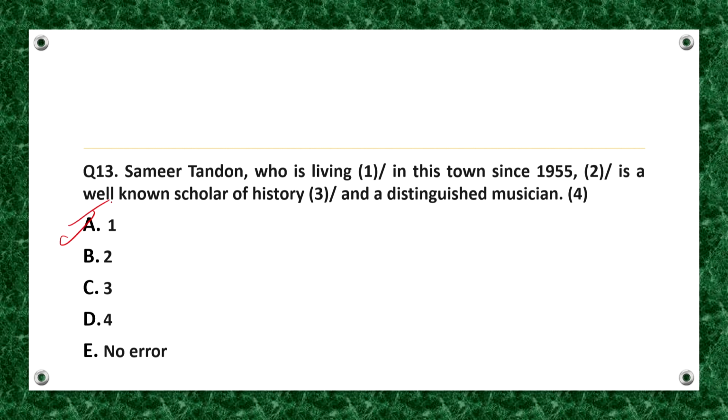That is, the error lies in part 1 of the sentence. Replace is living with has been living. Because as you can see, since is used in the given sentence, and as we all know, since and for can be used in perfect tense or perfect continuous tense only. We have discussed it in great detail in our previous lectures when we were doing tenses, remember? Hence, the correct sentence should be Sameer Tandon, who has been living in this town since 1955, is a well-known scholar of history and a distinguished musician.